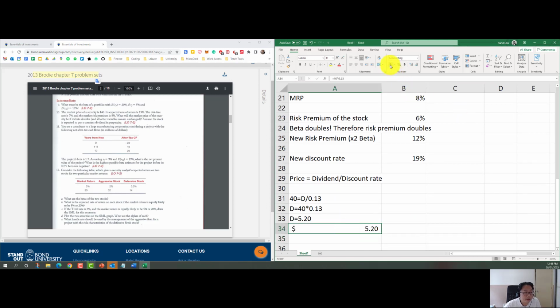So in this manner, we worked out the price of a stock if the beta doubles by using the CAPM, and this is really PV equals FV over R. That's the formula for the present value of a cash flow in perpetuity. Now let's look at question 12.